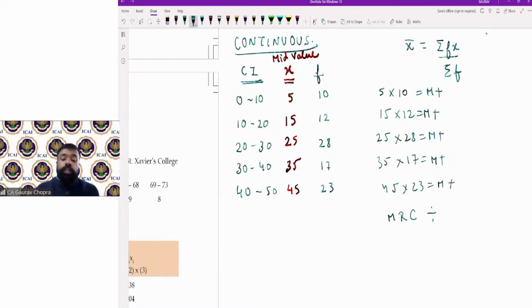So what is the total here? The total is 90. So divided by 90, press equal to, you will get your answer. Okay, so let's calculate.